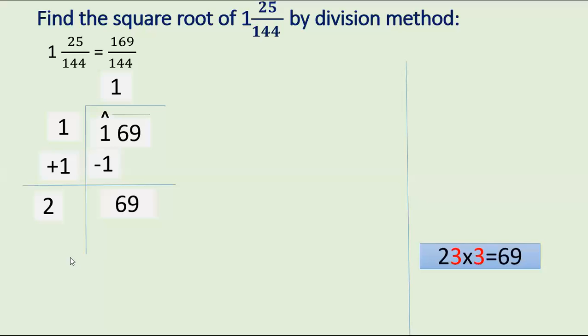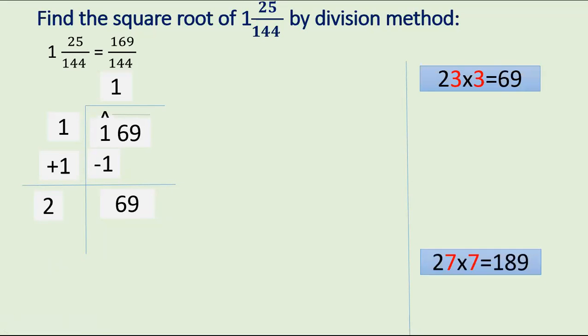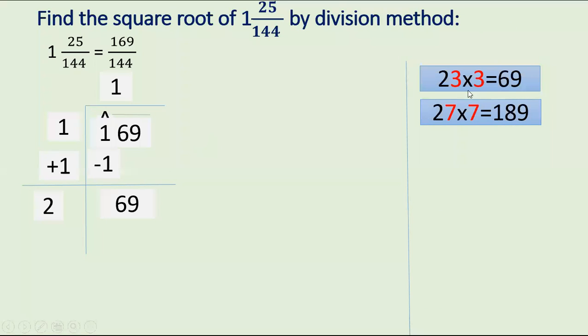So here we can multiply 23 into 3, which is 69. We can take either 23 into 3 or 27 into 7, but here 23 into 3 is 69. 69 minus 69 is cancelled and 23 plus 3 is 26. So we get the answer of the numerator, that is 13.